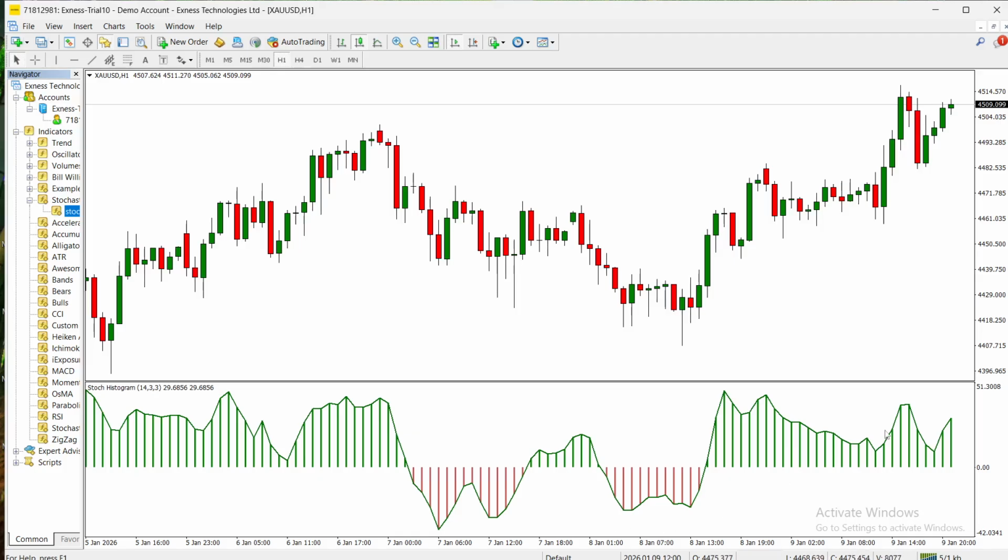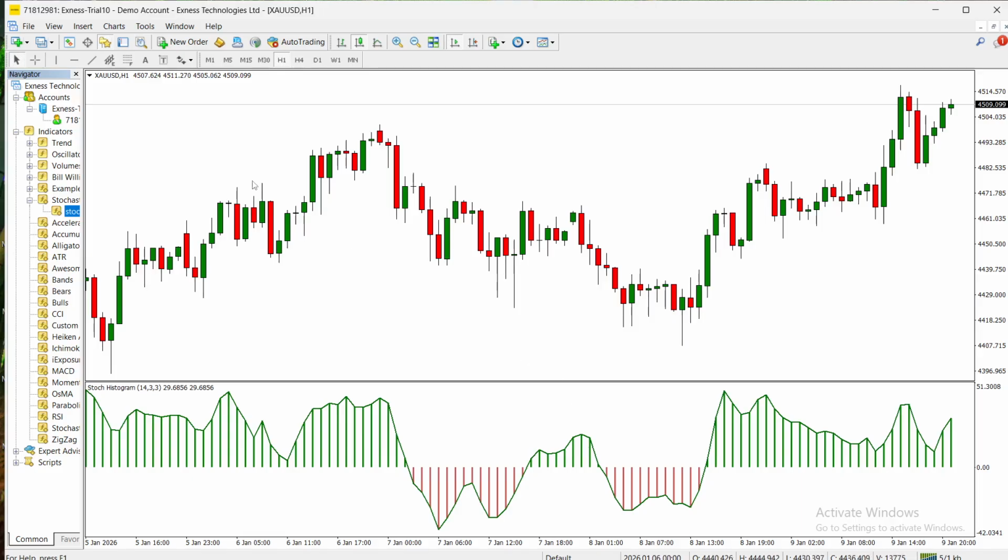Bars extending upward or colored green indicate bullish momentum when the K line is above the D line and rising, while bars extending downward or colored red show bearish momentum when K is below D. The histogram format makes divergence patterns more visible, where price makes new highs or lows, but the histogram bars fail to confirm by making lower highs and higher lows, respectively.